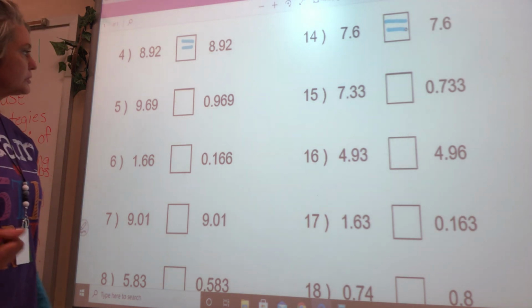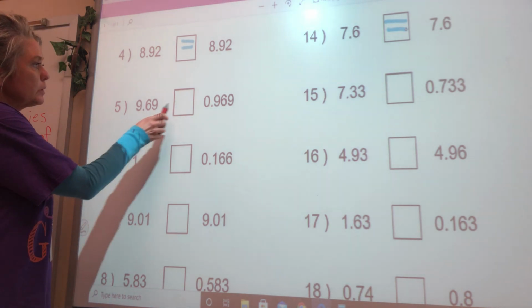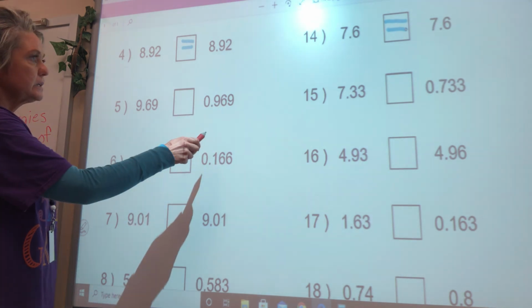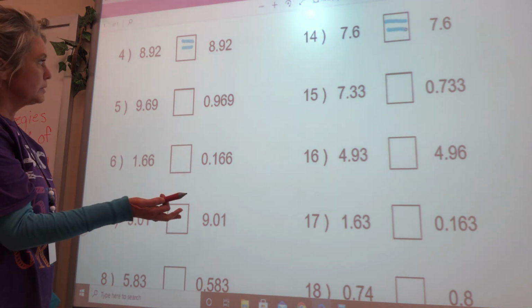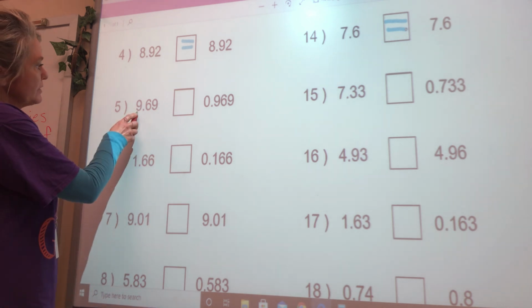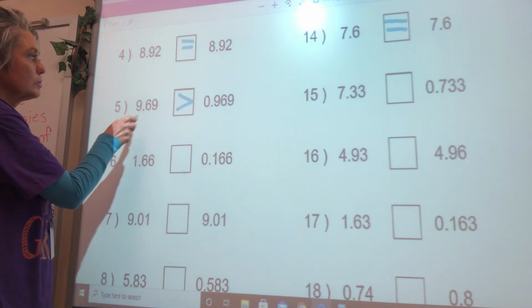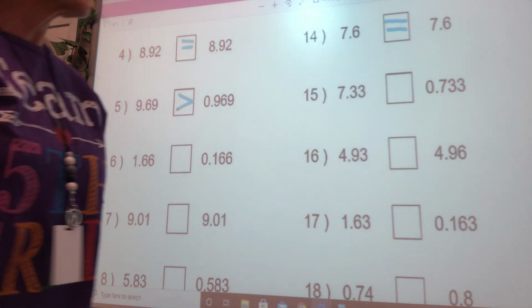Okay, we start with the wholes. We have 9 whole ones and we have no whole ones. So even though this has 4 digits in it, that doesn't make any difference, does it? We're talking about place values here. So we have 9 whole ones and no whole ones, so obviously this one is greater than this one.